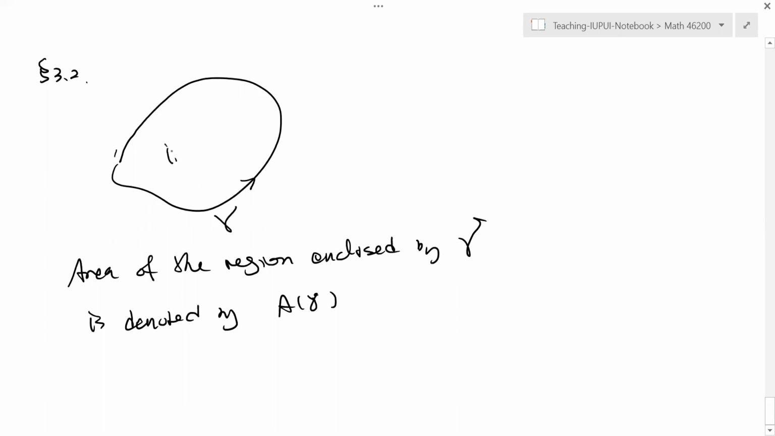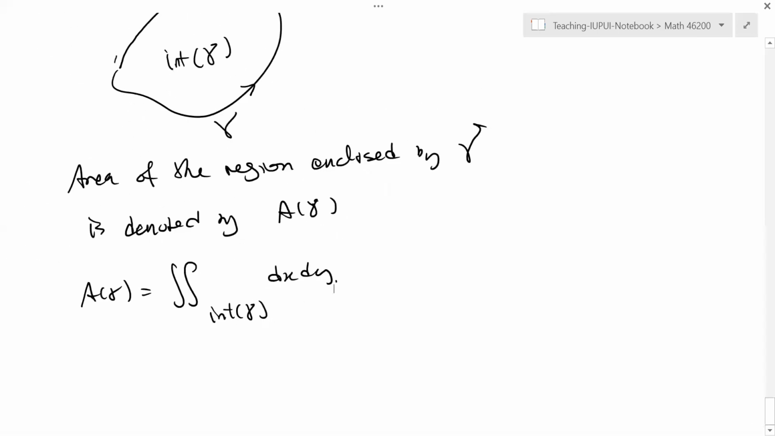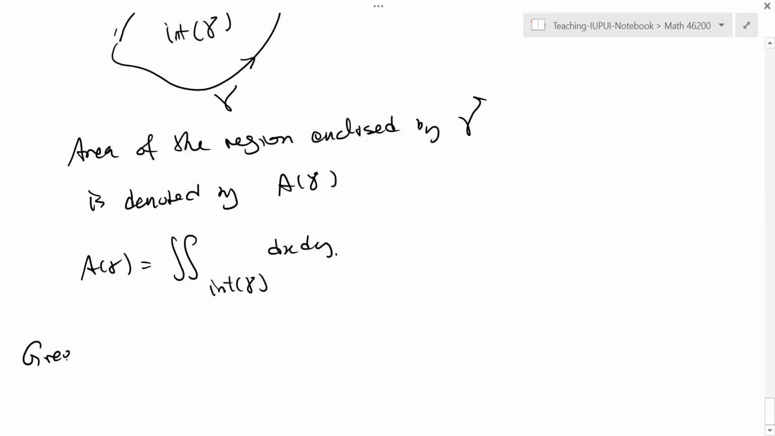And this is the interior area, right? The interior region. So A gamma, when you calculate, how do you find this? The double integral over the interior of the region of dx dy. Yeah, that's the area formula. That's by definition.